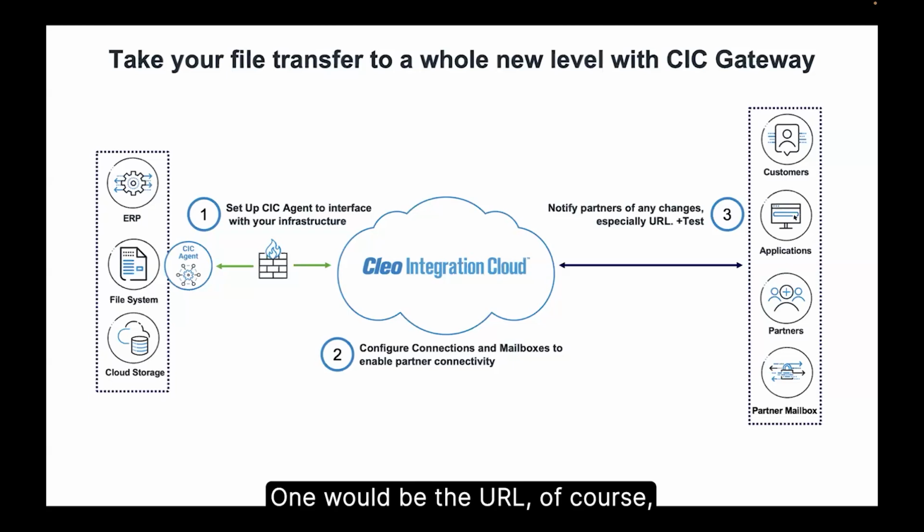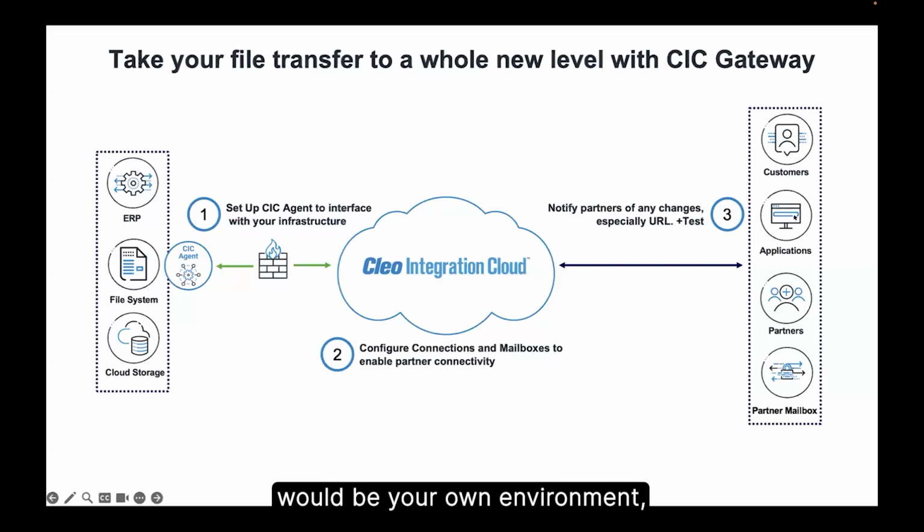One would be the URL, of course, because today they connect to something like b2b.customerxyz.com, and they go directly to your infrastructure and come through your internet connection. They now need to reroute that traffic to go through our platform, so the Cleo gateway here in the middle.